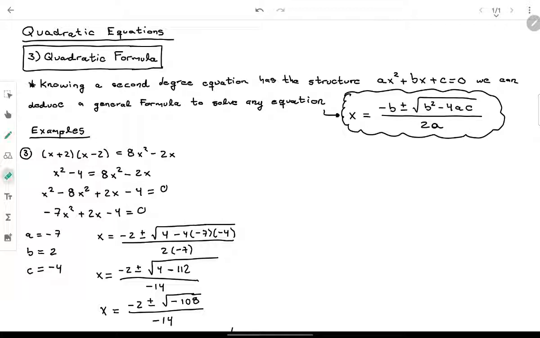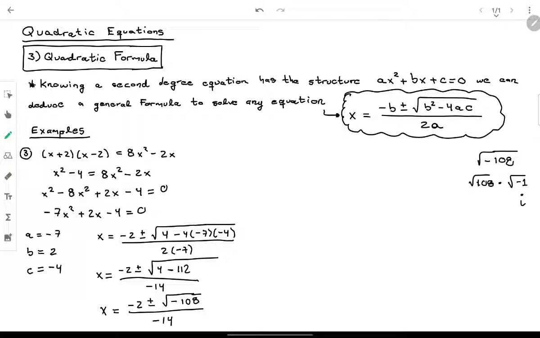Of course, we can think that this specific equation has no solution because we have the square root of a negative number, but maybe we can find a solution in terms of i because we know how to obtain the roots of a negative number. So maybe we can obtain the answer in terms of i. First of all, we have the square root of minus 108. So we know that it's going to be the square root of 108 multiplying the square root of minus 1, and this one is going to be i.